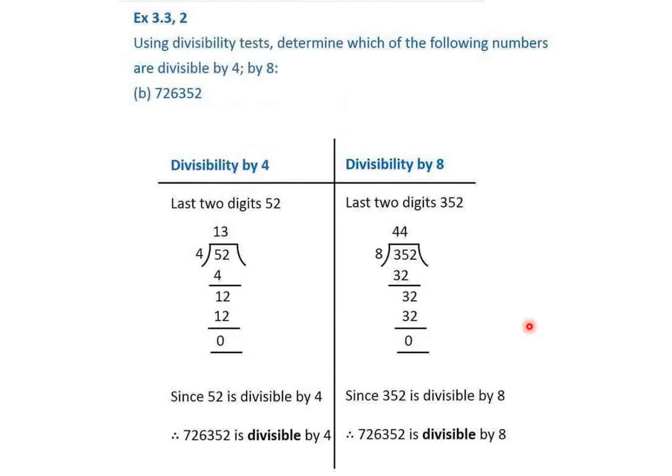The next question is 726352. Let's take only the last 2 digits for the divisibility test of 4 and the last 3 digits for the divisibility test of 8. Right, for 4, when we divided 52, we got 13 as quotient and remainder 0. This means that the given number is divisible by 4. And when we checked it by 8, we got 44 as quotient and 0 as remainder. So we can say that yes, the given number is also divisible by 8.